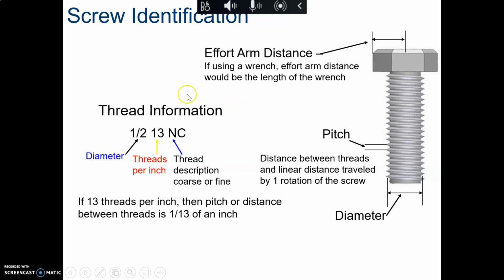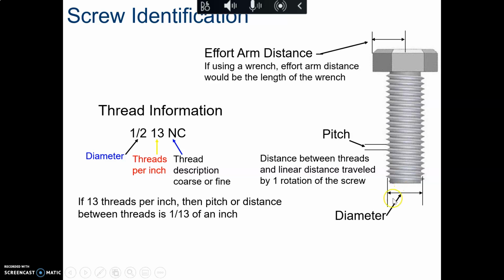So thread information. Here is how we identify threads. So we go diameter first, and then we go threads per inch, and then we talk about whether it's a coarse or a fine thread. Okay, so diameter. The diameter is down here of the threaded part, not the head up top. So that's where it comes into even more play when you're trying to get the right tool, the right socket on the head to match the diameter. So that's when experience just comes into play.